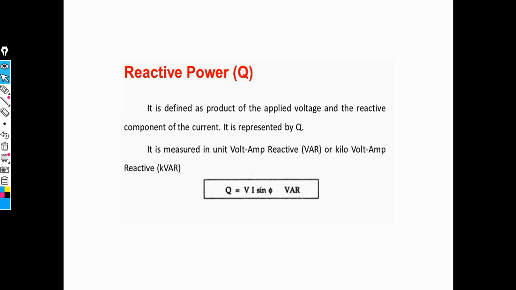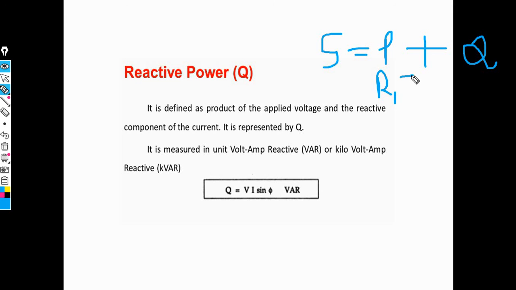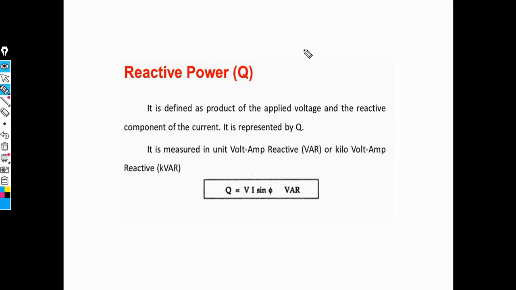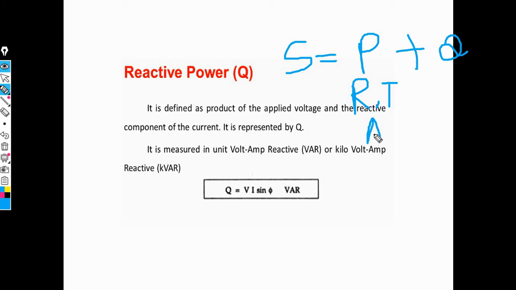Then reactive power, that is Q. Apparent power is made up of active power plus reactive power, that is P plus Q. P is also called real power, true power, or active power.